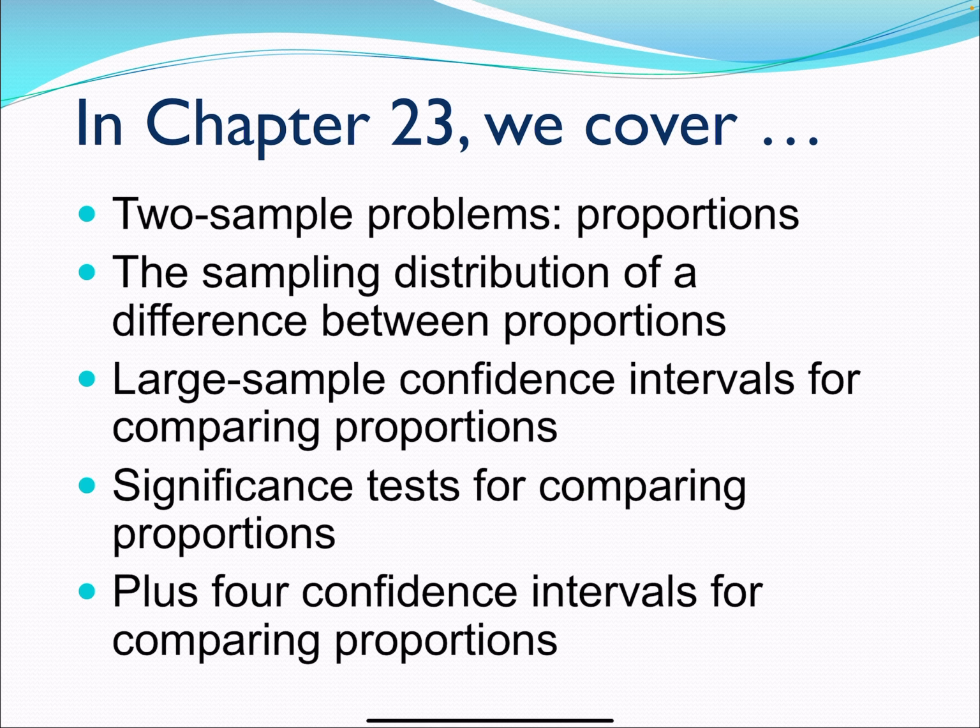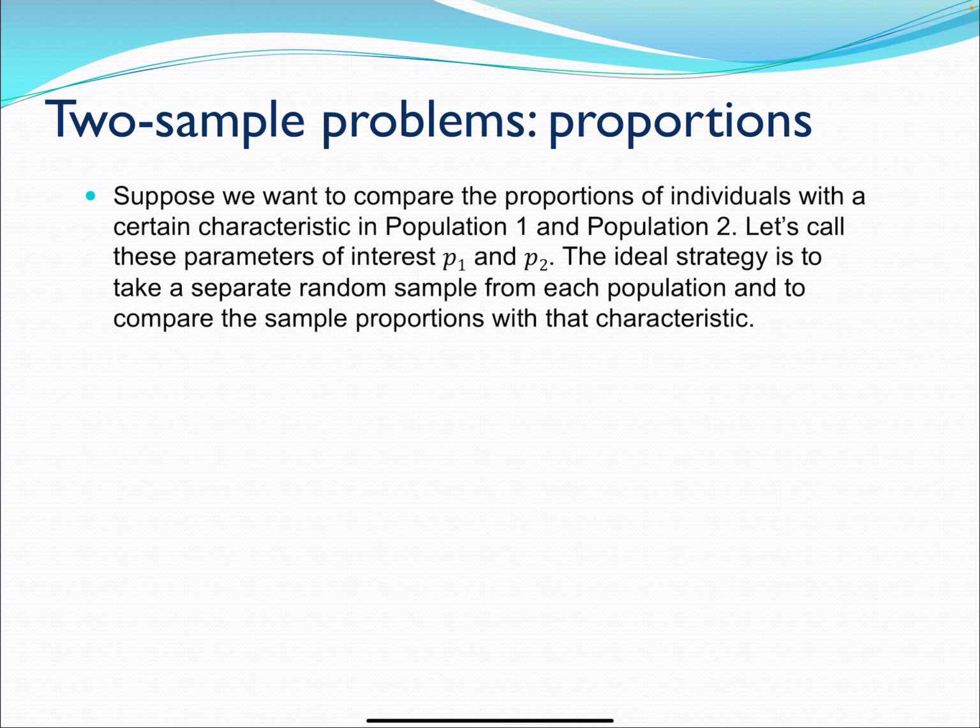So let's take a look at some two sample problems. Two sample problems of proportions. Suppose we want to compare the proportion of individuals with a certain characteristic in population 1 and population 2. Let's call these parameters of interest P1 and P2. Very creative, I know. The ideal strategy would be to take a separate random sample from each population and compare the sample proportions with that characteristic, okay?